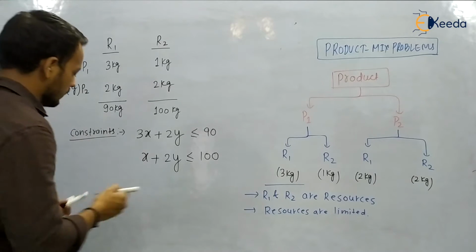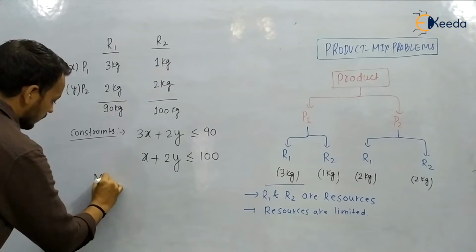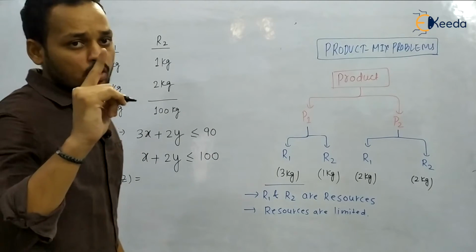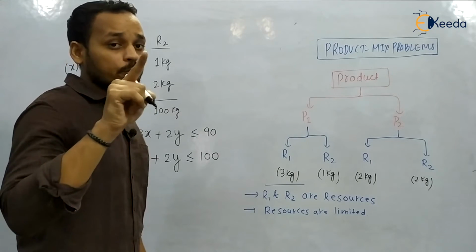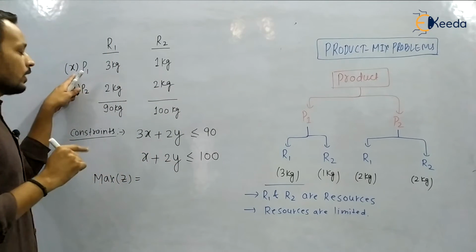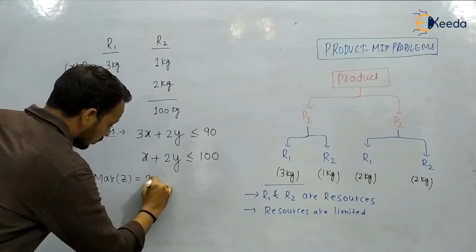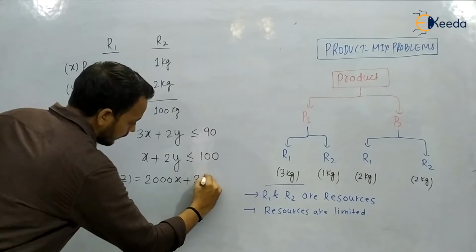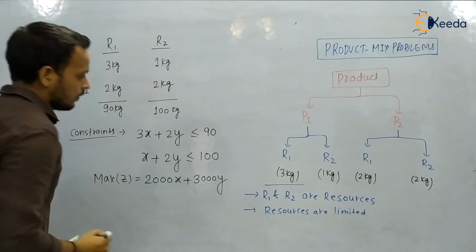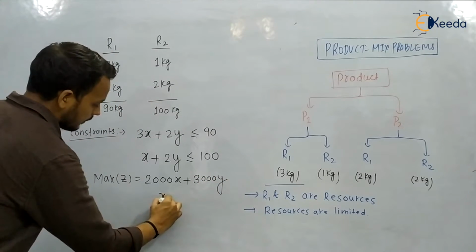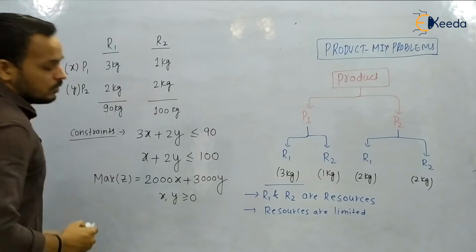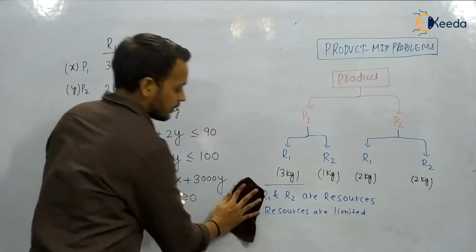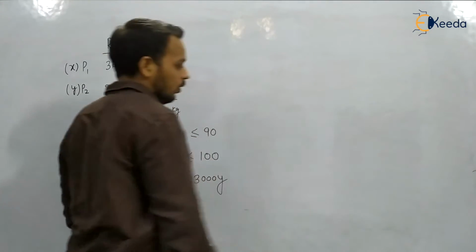Okay, we have formed the constraints, and our objective function will be of maximization type, maximize Z. It is saying that by selling 1 unit of P1 you are getting rupees 2000 net profit. So if you are going to sell x units, the profit is going to be 2000x, plus for y it is 3000y. And x and y are going to be greater than or equal to 0. Okay, so you have formed the constraints and objective function.